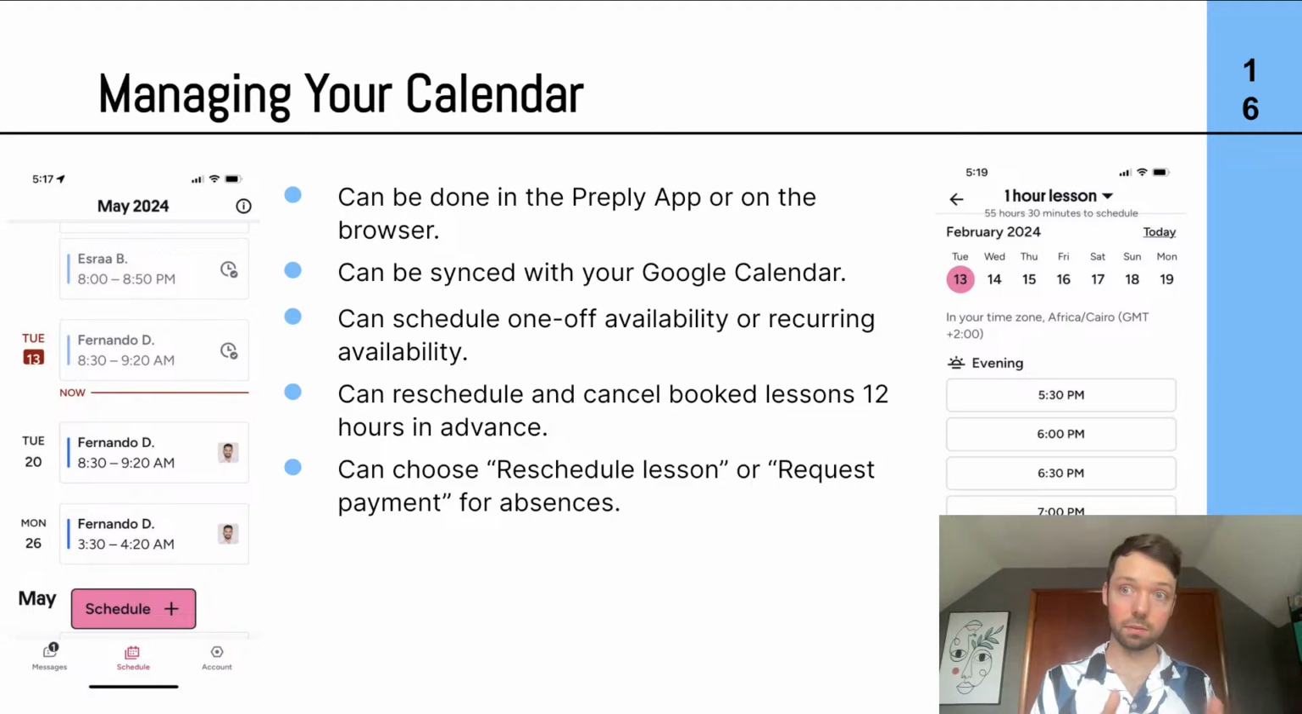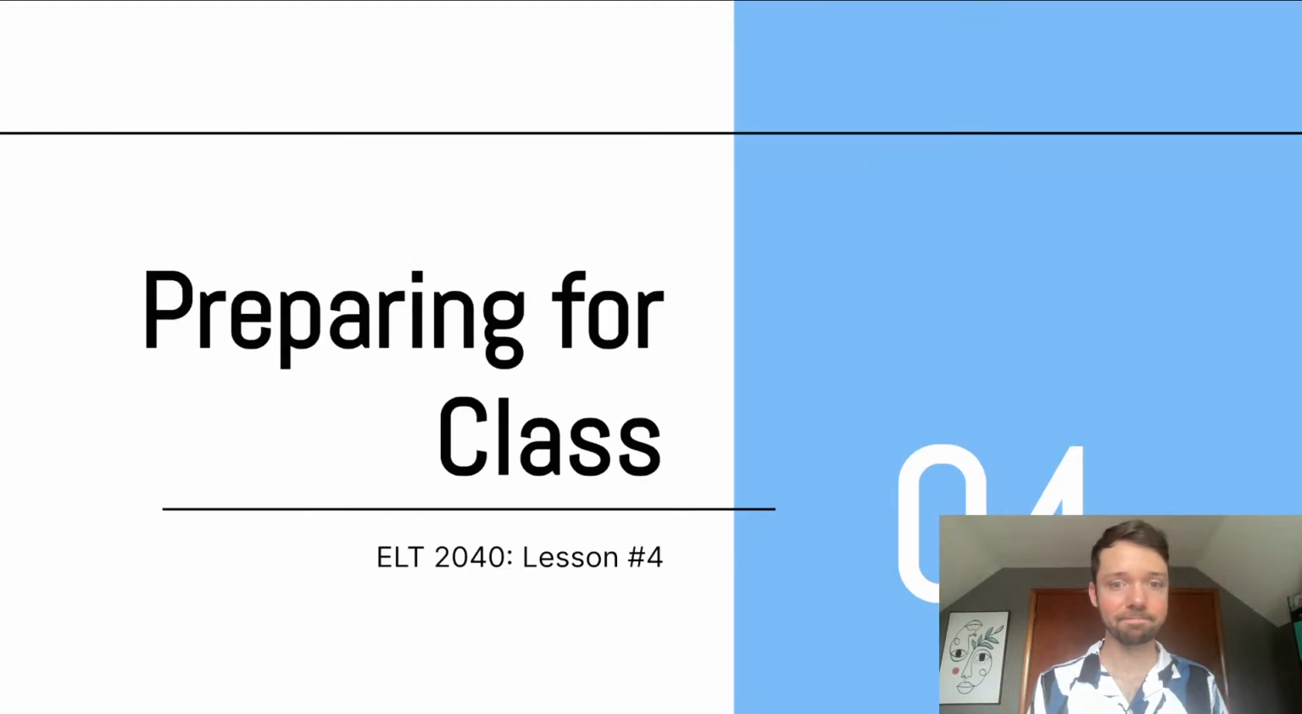If you don't come to the class, your student could use their discretion whether they report you not coming to the class, or whether they state that the class has been rescheduled ahead of time. So we'll talk more about that later.